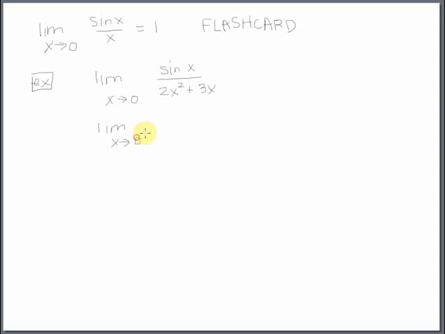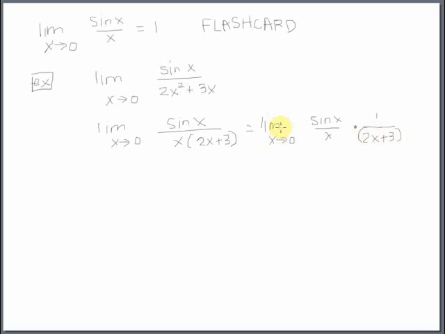So we're going to simplify our denominator. If you notice, in the denominator, there is a common factor of x. And so we can pull out an x, and we're left with 2x plus 3. Okay, so now you notice that you do have the sine of x over x. So the limit as x approaches 0 of the sine of x over x, and this is just multiplied by 1 over 2x plus 3. So I just separated this out using algebra.